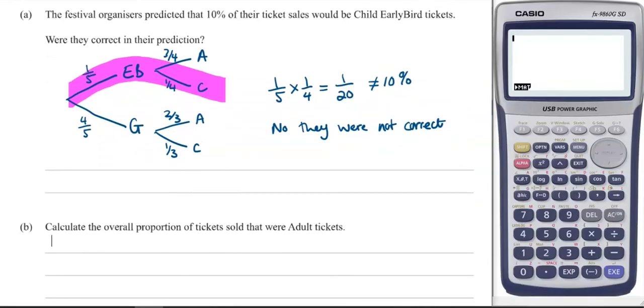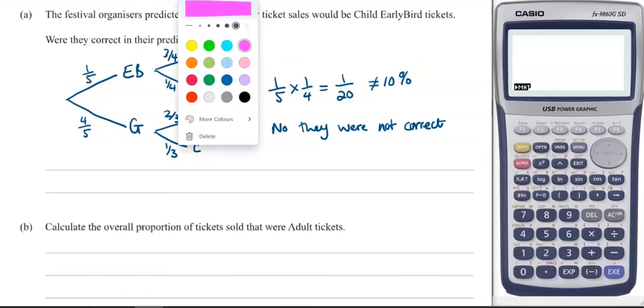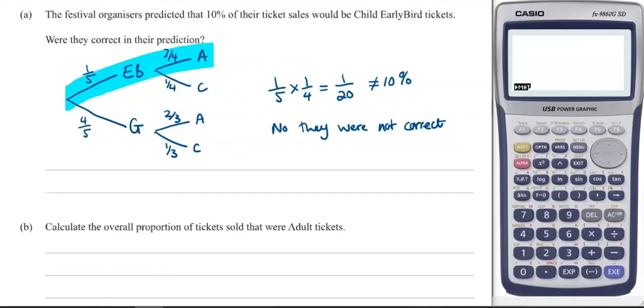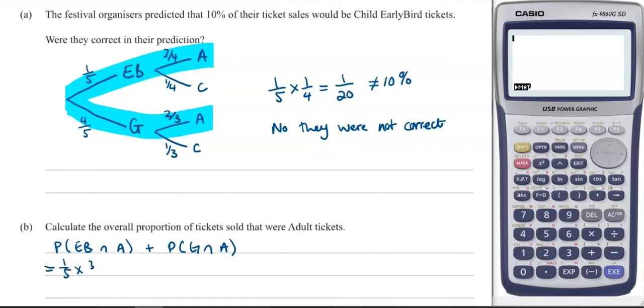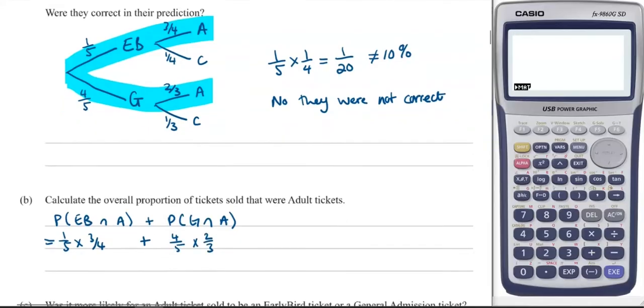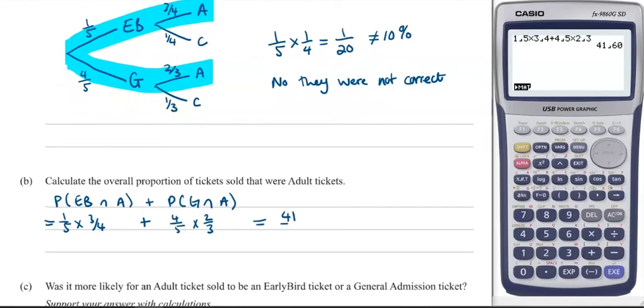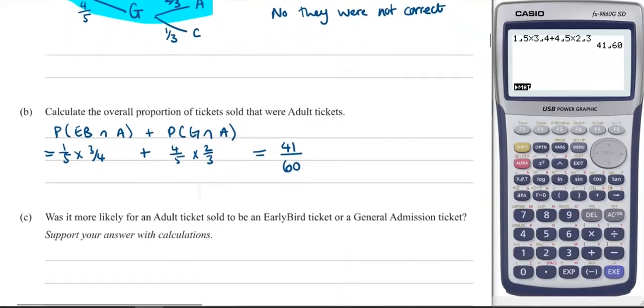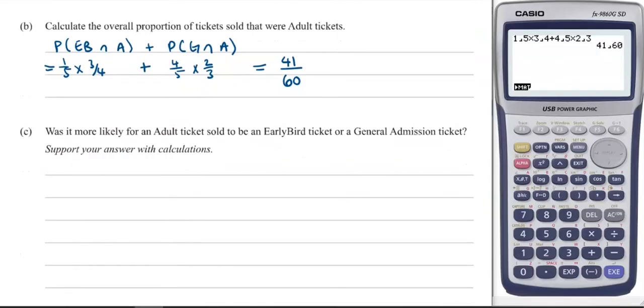Okay, next, calculate the overall proportion sold that were adult. So let's take a look at that. Adult tickets would be this one or this one. So general and adult, or early bird and adult. So probability of early bird and adult added to the probability of general and adult. So that'll be 1/5 times 3/4 plus 4/5 times 2/3. That comes to 41/60.